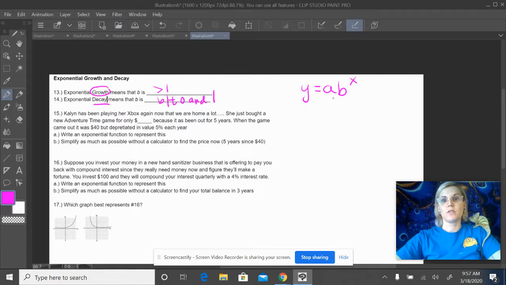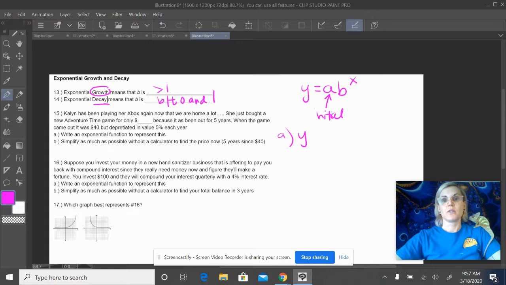So when I use this formula, this is going to be my initial amount that I'm putting in, and then b is going to be my either growth or my decay. So number 15, Kaylin's been playing Xbox again since we are home a lot. She just bought a new Adventure Time game for only a small amount of money because it's been out for 5 years. So when the game came out, it was $40, but it depreciated in value.